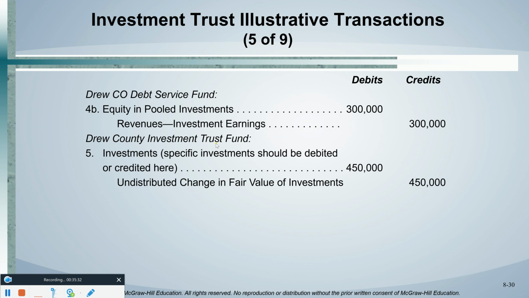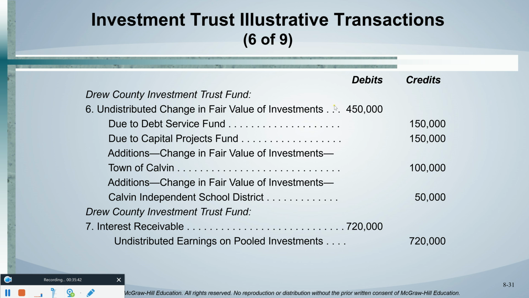So getting back to the trust fund, their $450,000 increase in the portfolio: debit investments, credit change in fair value. They will then take this undistributed change in fair value, debit it, and they will allocate it among the investment portfolio participants based on their ownership percentage at the time.